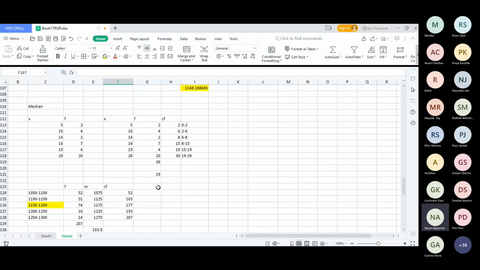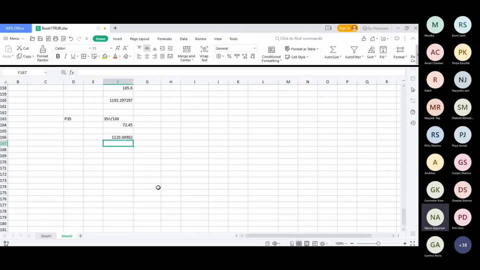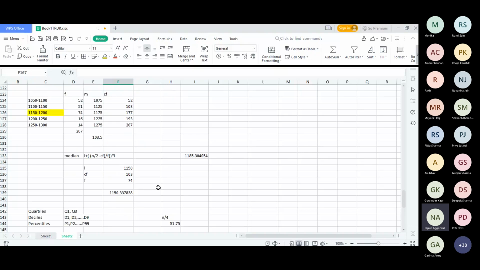which says 35% is below it and 65% is above it. In that way, we can calculate any value in the same family, like P78, P32, P16, whatever it is, in the same manner. So you can calculate median, quartile, percentiles, or deciles.